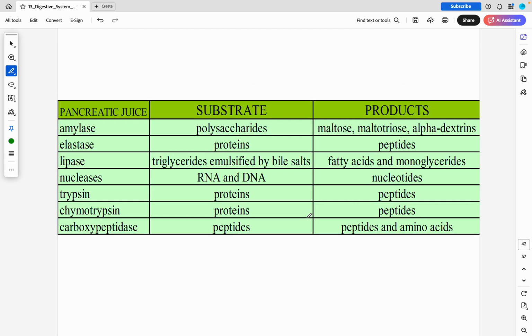Now, in summary, we have this table here, which is a summary of the components of the pancreatic juice: the different enzymes, what substrates they act on, and the byproducts of these enzyme actions against the specific substrate. So please make sure to review the byproducts emerging from substrate catabolism of specific pancreatic juice enzymes.